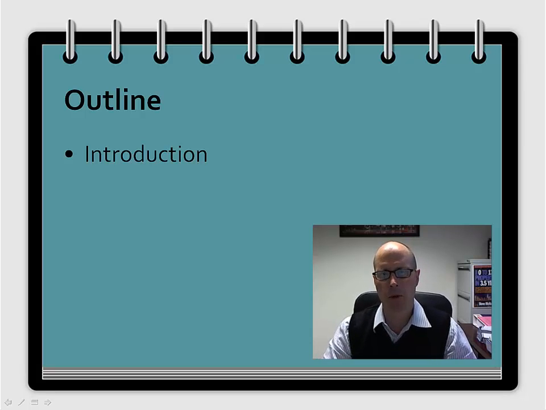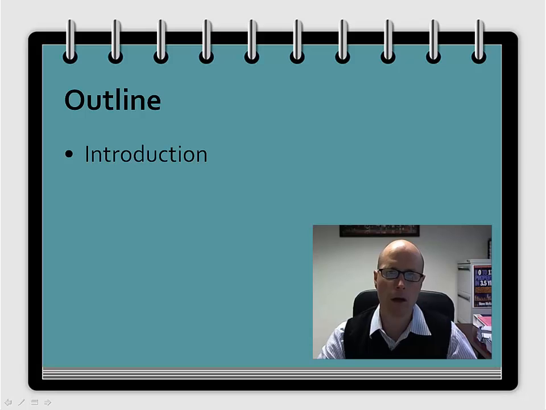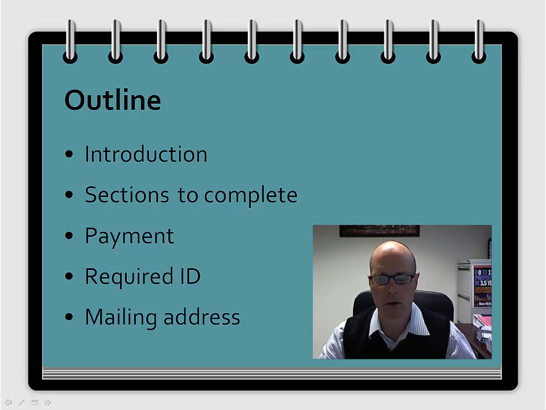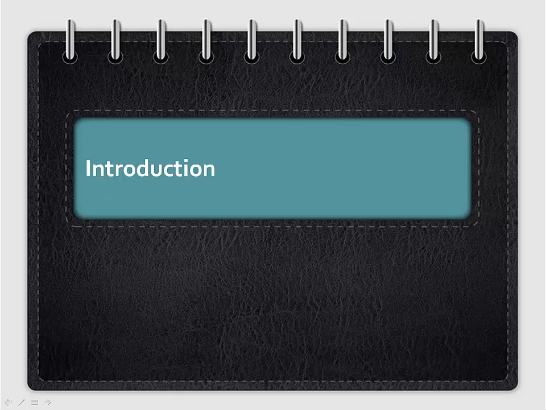Hi there, my name's Steve McKnight, and in this video webinar I'm going to be running you through how to complete the application form for the Passive Income USA Commercial Property Fund, assuming you are a trust, such as a family trust, unit trust, or even self-managed super fund. We'll be covering an introduction, followed by the sections to complete, how to get payment in, the required ID, and also the mailing address. Let's get started.